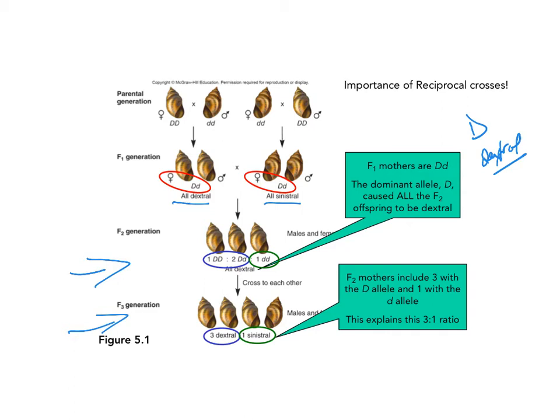If we look down here, we can explain the recovery of this 3-to-1 ratio, because for every 3 mothers that are either homozygous dominant or heterozygous, you're going to have one female that's homozygous recessive. Even though she doesn't exhibit the right-handed pattern, her eggs are going to be influenced by these little sinestral alleles. So that's how you could get a 3-to-1 pattern in the F3 generation.